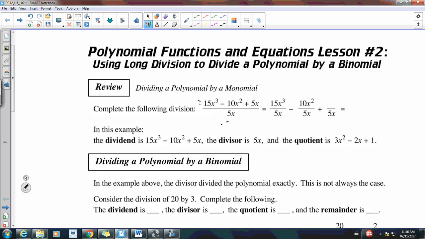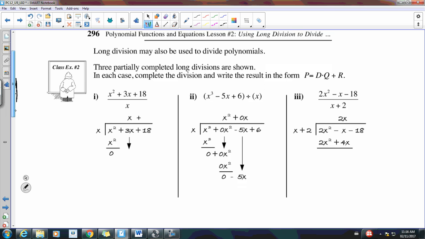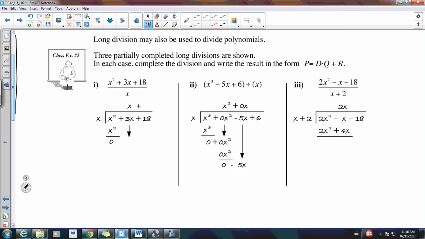So we're going to skip ahead to some examples on the next page. Three parts of the completed long divisions are shown, so we'll step through the rest. Here we're taking x squared plus 3x plus 18 and dividing it by x. So what times x gives us x squared? Well, x times x gives us x squared, so the x goes on top. x times x gives us x squared, and subtract.